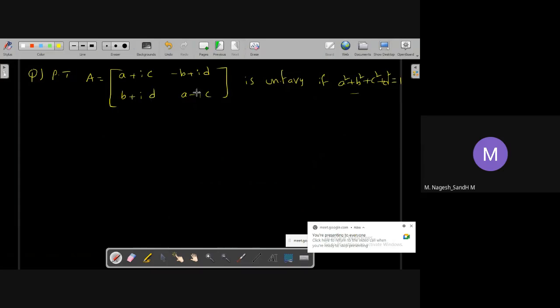A is equal to this matrix, which is unitary if a square plus b square plus c square plus d square equal to 1. So this we have to prove. I don't know anything else, but I know the unitary definition, so I'll proceed with it as it is. Solution.